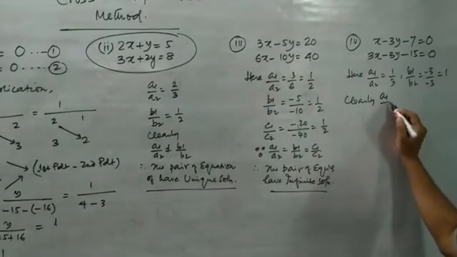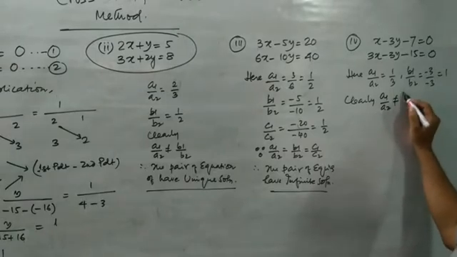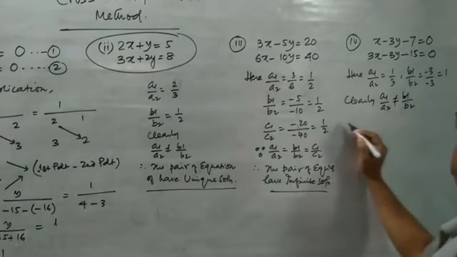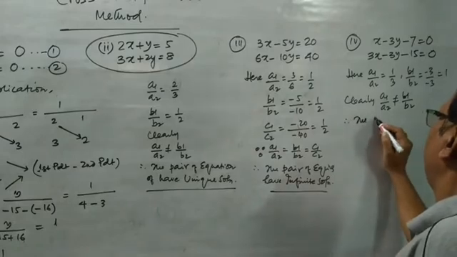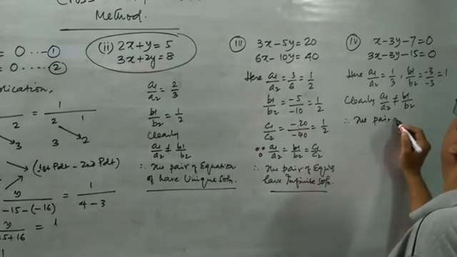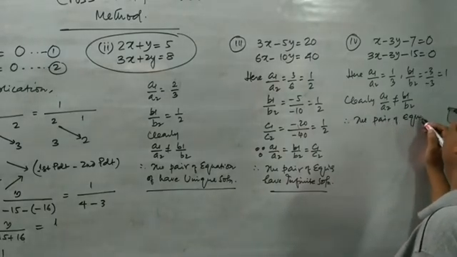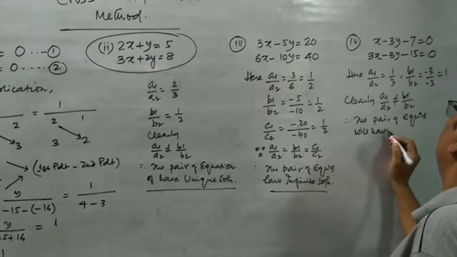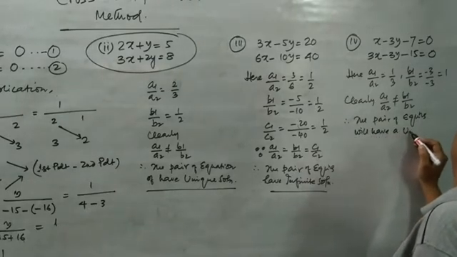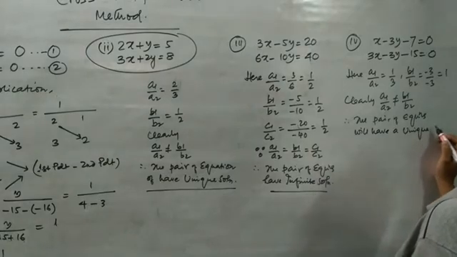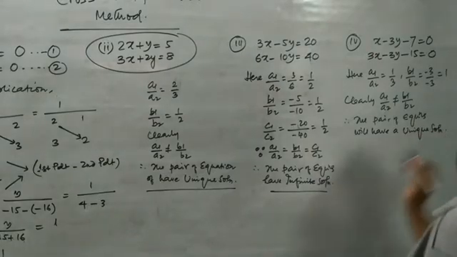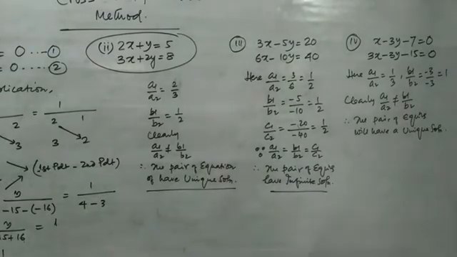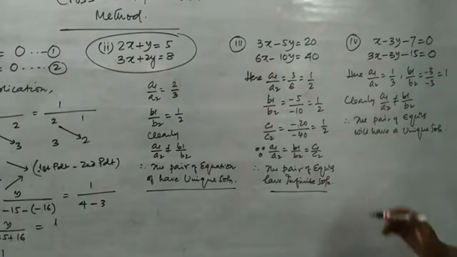Clearly, a1 by a2 is not equal to b1 by b2. Therefore, the pair of equations will have a unique solution. And that solution we have to find. We have to find that solution. Okay, now in the same way we will proceed, students.